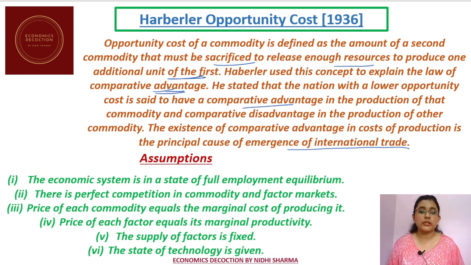So what are the important assumptions of this theory? The economic system is in a state of full employment equilibrium. There is perfect competition in the commodity and the factor markets, and the price of each commodity is equal to the marginal cost of producing it. So price is equal to marginal cost because there is perfect competition. The price of each factor equals its marginal productivity. The supply of factors is fixed and the state of technology is given.